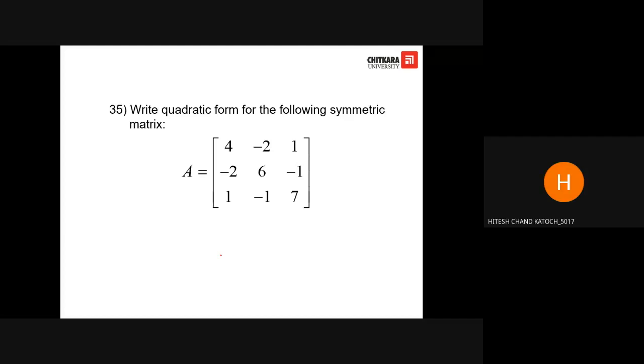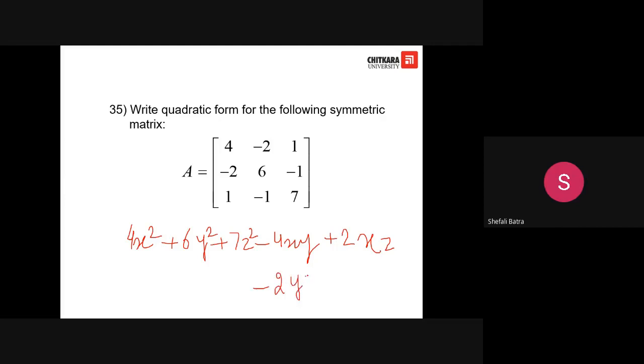Ma'am, may I tell? Okay, Hitesh, tell me. Ma'am, 4x square plus 6y square plus 7z square, minus 4xy, plus 2xz, minus 2yz. Yes, Arjinder, check it, beta. Is it right? Harinderjeet?